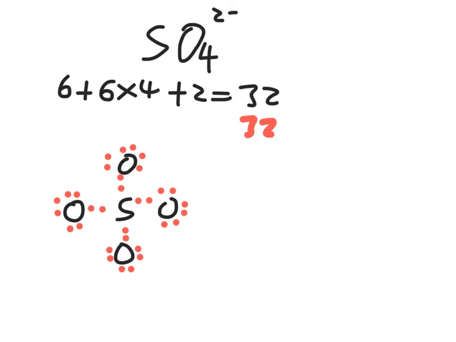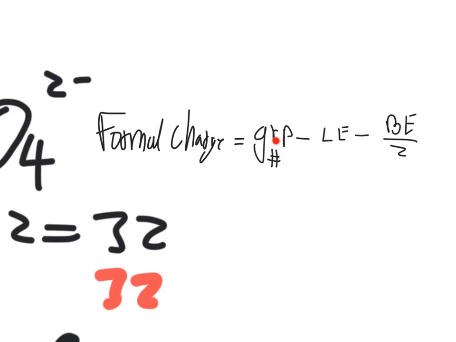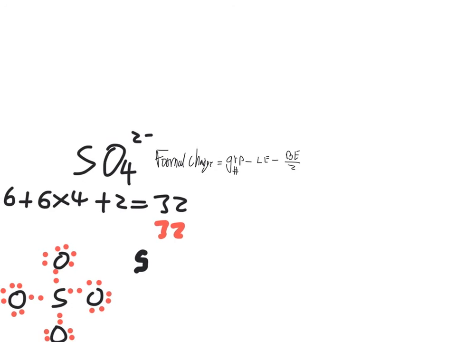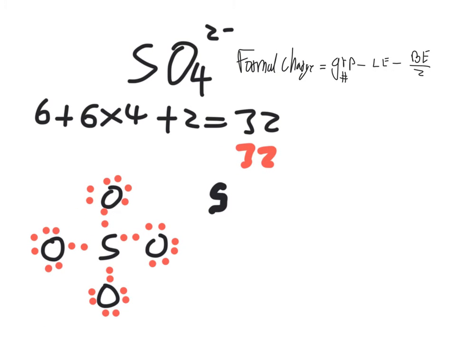So let's work out the formal charge for sulfur. Formal charge equals the group number minus the number of lone electrons minus the bonding electrons divided by 2. So for sulfur, it's in group 6, minus the lone electrons. How many lone electrons around sulfur? There are no lone electrons around sulfur, so minus 0, minus the bonding electrons. How many bonding electrons? 1, 2, 3, 4, 5, 6, 7, 8. So it's got 8 bonding electrons over 2, because you have to divide it by 2. So 6 minus 8 divided by 2 comes out as plus 2. That's the formal charge, and we place that formal charge on the sulfur. So 2+ on the sulfur.